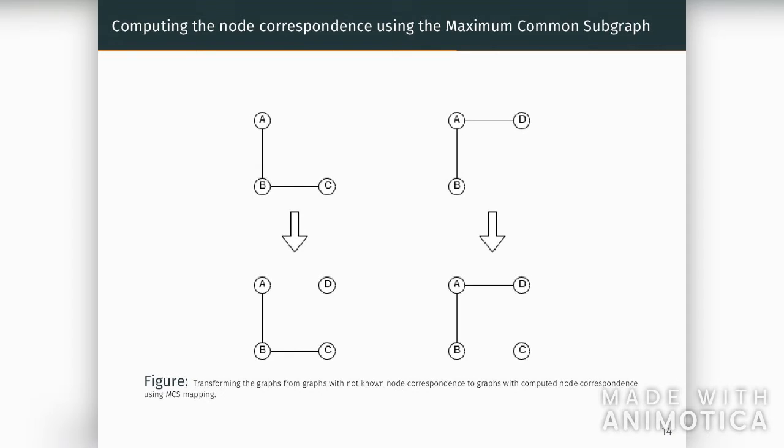An execution of the maximum common subgraph algorithm will return the mapping of the nodes A to A and B to B. Thus, node C has no relation with graph H and node D has no relation with graph G. In order to transform these graphs to graphs with computed node correspondence, any node from graph G that does not exist in graph H is added as a disconnected node, and similarly, any node from graph H that does not exist in graph G is added as a disconnected one. Note here that the newly added nodes preserve their features such as node labels, node weights, etc.